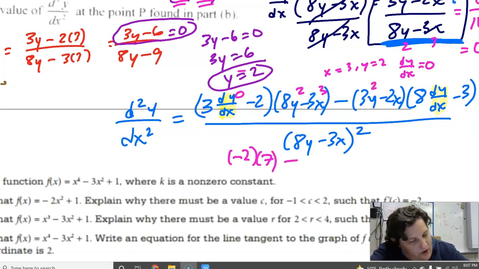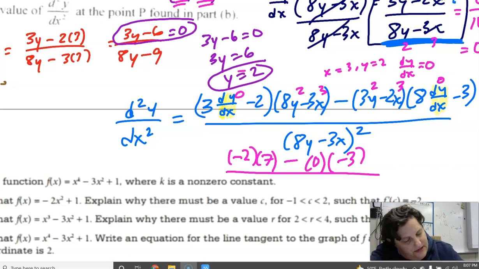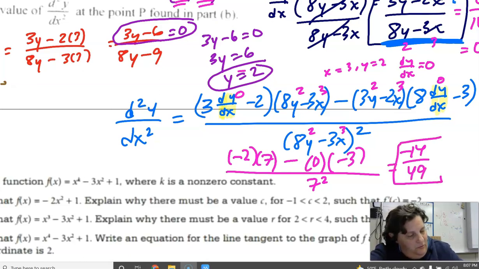Okay. y is 2, x is 3. 6 minus 6 is 0. And then it doesn't really matter what this is, since that's 0, that's negative 3 anyways. And then, okay, y is 2, x is 3. 16 minus 9 is 7 squared. So I have negative 14 minus 0 over 49, which you can leave your answer like that, or you can reduce it by 7 and get negative 2 over 7.